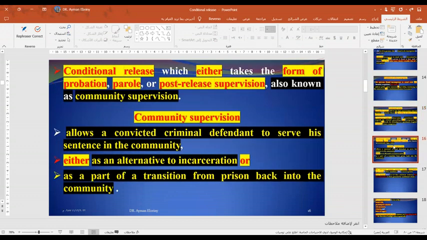So, conditional release, which either takes a form of probation, parole, or post-release conditional release, post-release supervision, also known as community supervision.